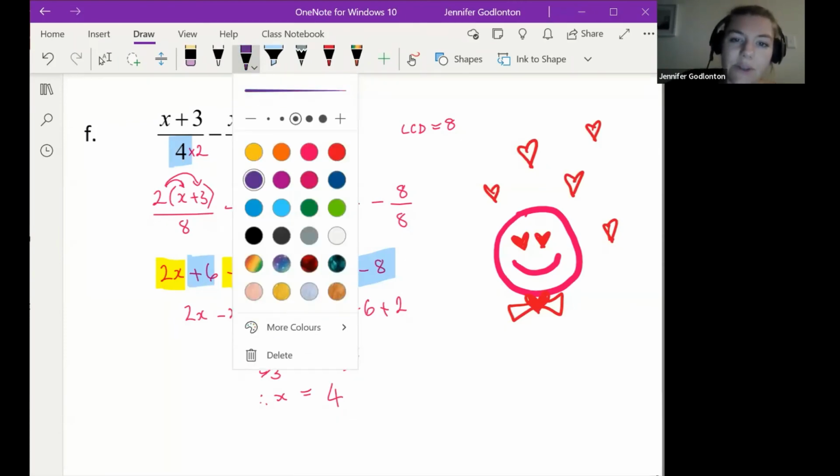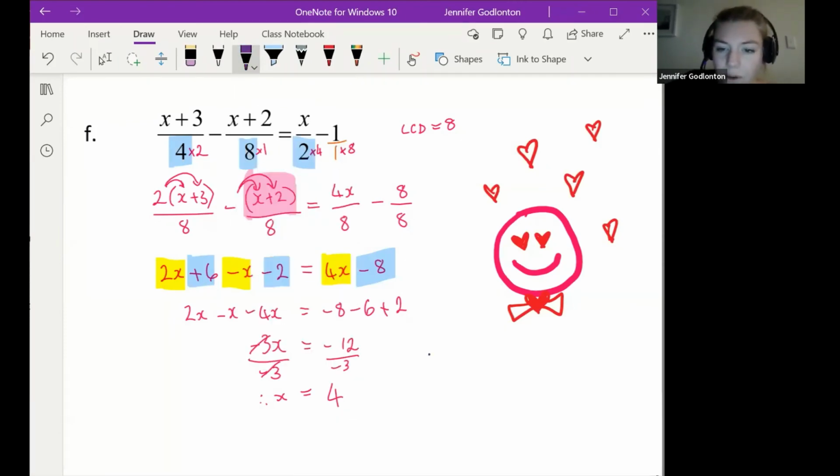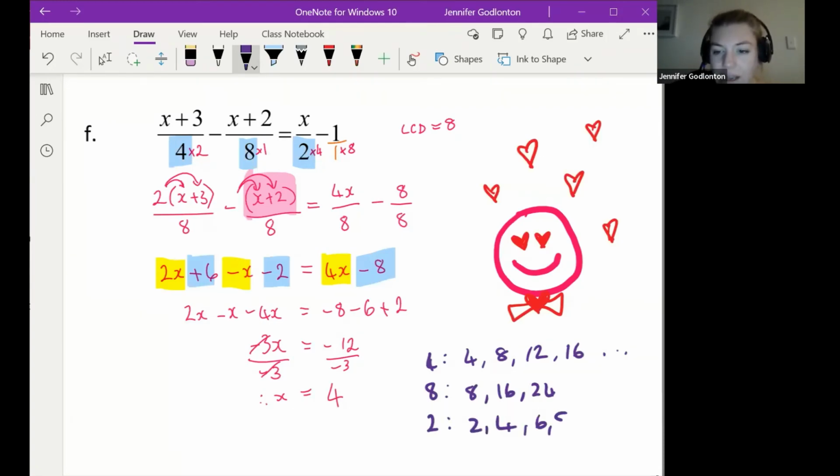If I was looking at the multiples of 4, it would be 4, 8, 12, 16, and so on. The multiples of 8 would be 8, 16, 24. The multiples of 2 would be 2, 4, 6, 8, 10. So we're looking for the first number where they're all the same as each other. Oh, okay. Thank you.